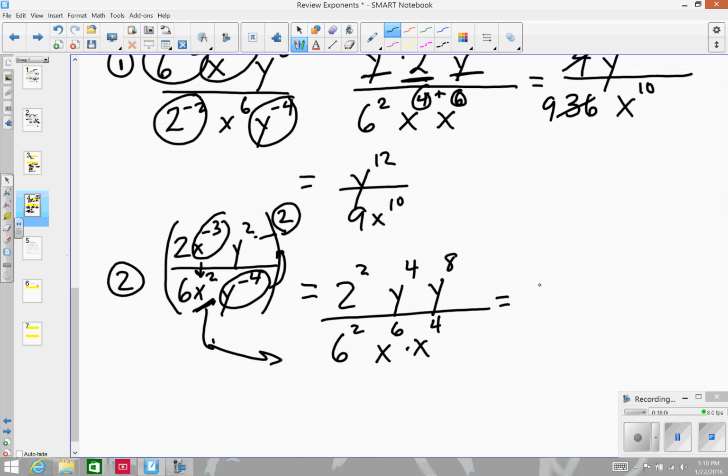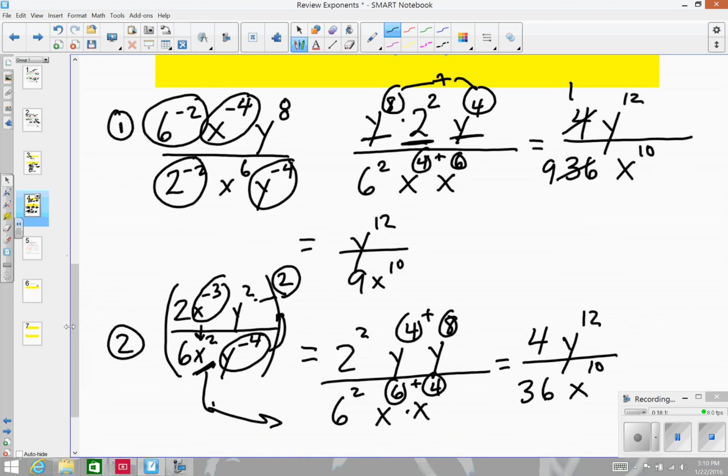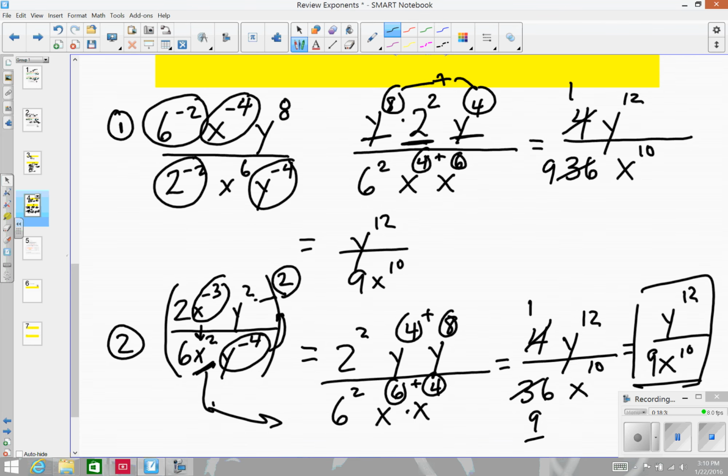Now I'm going to start simplifying. 2 squared gives me 4. Combine these exponents from my y's by adding them. 36 in the denominator. Combine my exponents to be x to the 10th, and as you can see, I'm getting the same thing that I got using the first method. Going to factor out a 4 out of both of these, and I end up with y to the 12th over x to the 10th. Whoops, can't forget my 9 there. So same answer that I got using the first method.